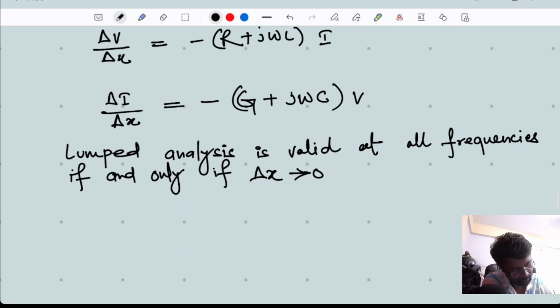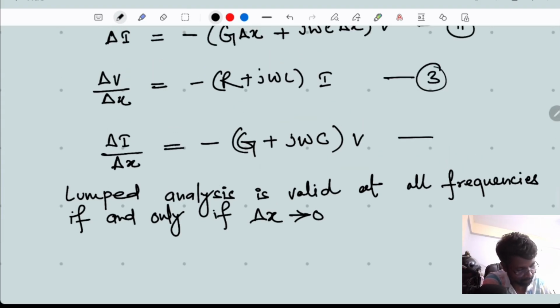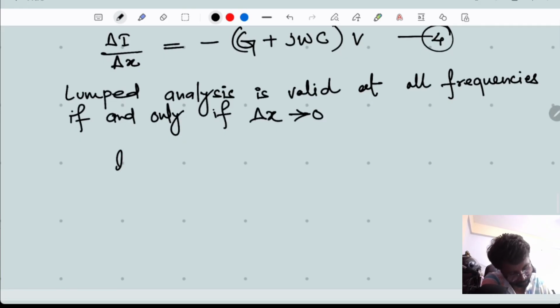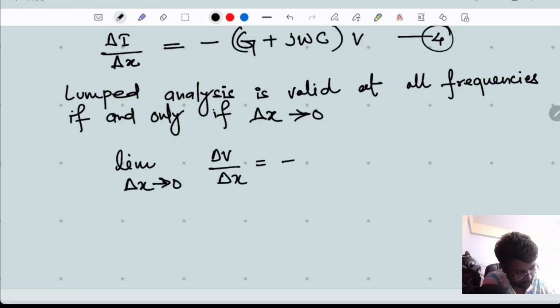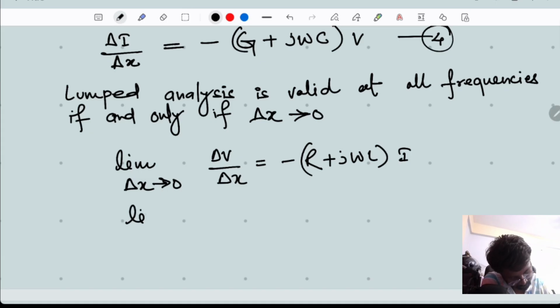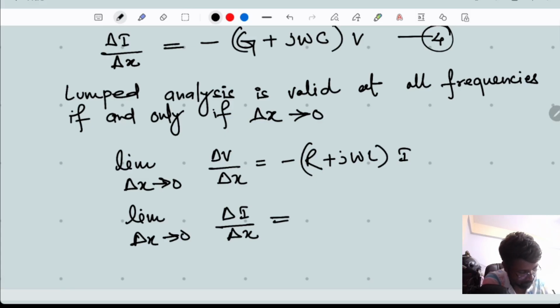So we may write equation 3 and equation 4 like this: limit delta x tends to 0, delta V upon delta x, which is dV by dx, is equal to minus (R plus j omega L) into I, and limit delta x tends to 0, delta I upon delta x, which is dI by dx, is equal to minus (G plus j omega C) into V.